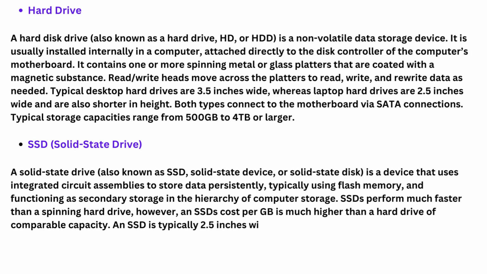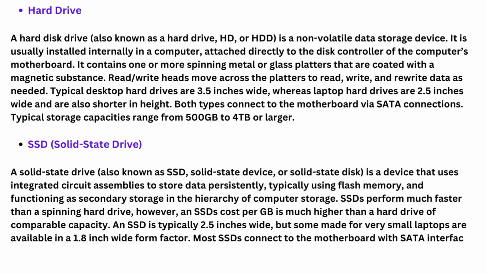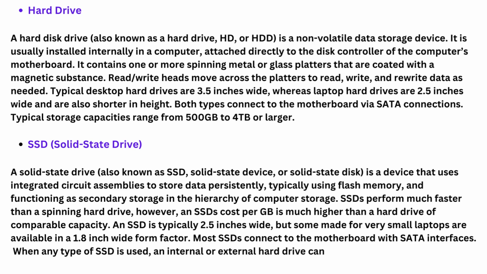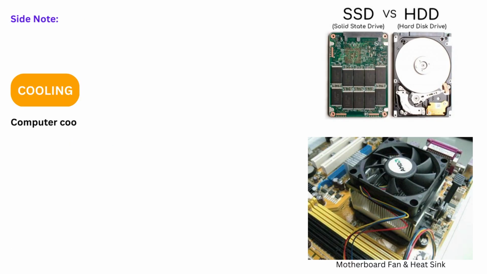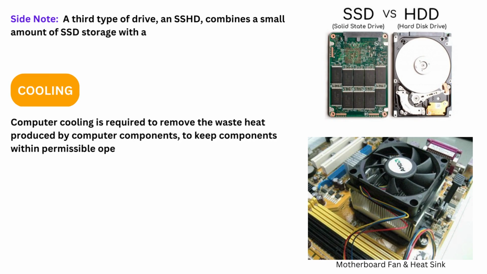An SSD is typically 2.5 inches wide, but some made for very small laptops are available in a 1.8-inch wide form factor. Most SSDs connect to the motherboard with SATA interfaces. When any type of SSD is used, an internal or external hard drive can also be used to provide additional storage for apps and data. Side note, a third type of drive, an SSHD, combines a small amount of SSD storage with a spinning hard disk. It is less expensive than an SSD but provides faster performance than a spinning hard disk.